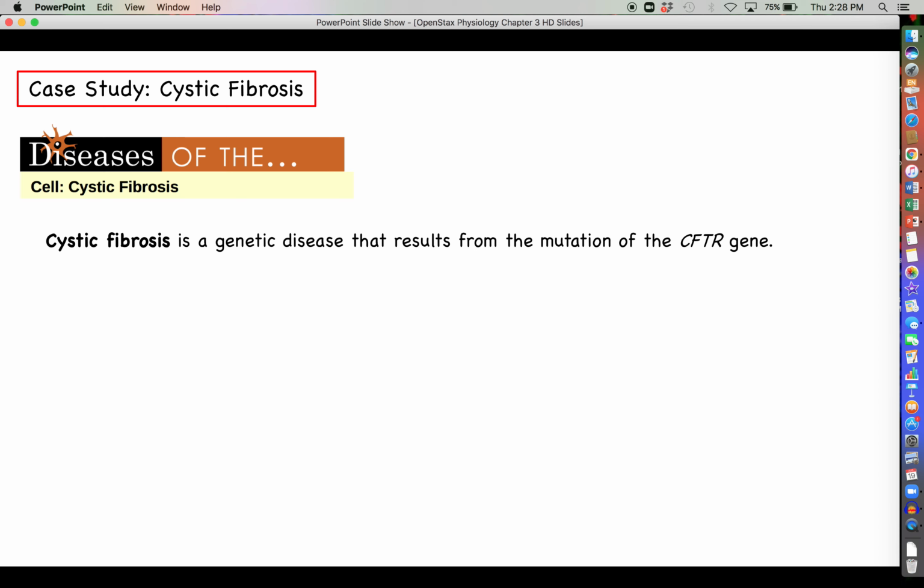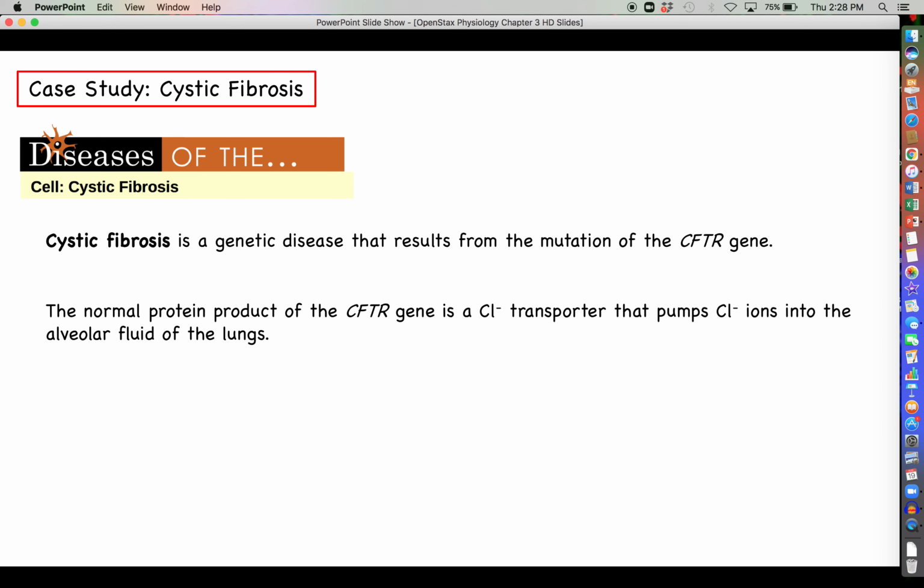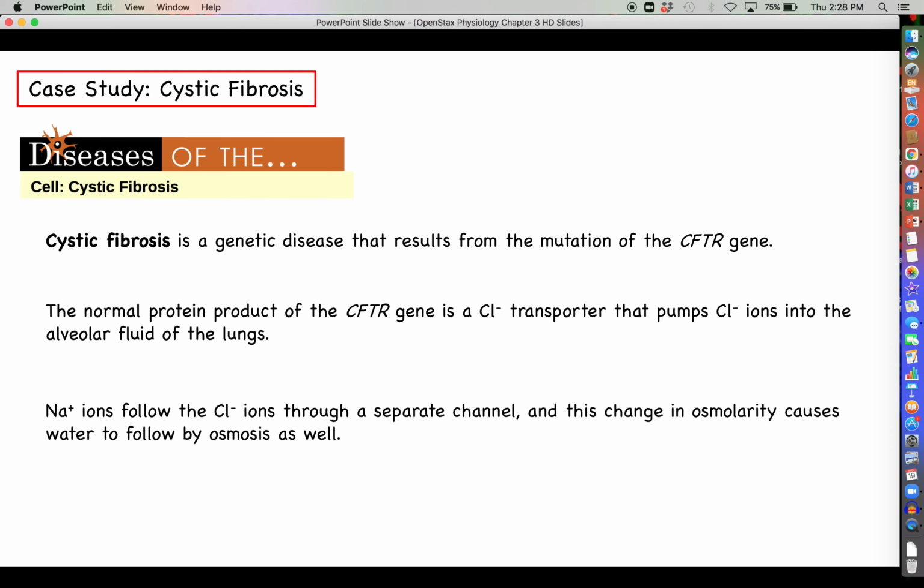A gene is just a set of DNA instructions on how to build one protein. And the protein that we are building here is a chloride transporter. This transporter is going to pump chloride ions into the alveolar fluid of the lungs. This is a fluid that is secreted into the interior part of the lungs, the lumen of the lungs. It helps to lubricate things and it helps to make the breathing process nice and easy. So normally, there are several different membrane transport processes occurring here.